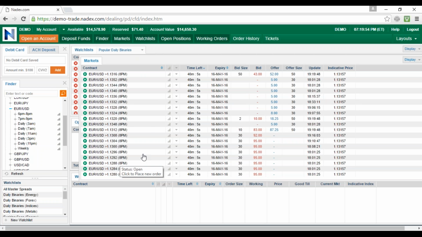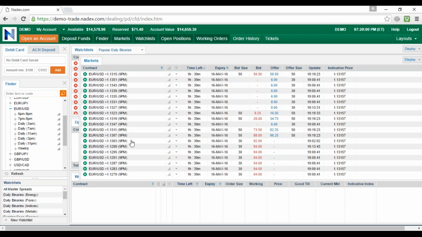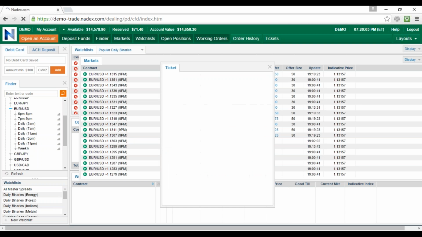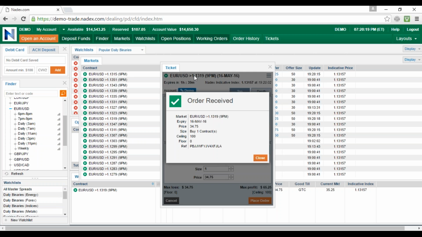So let's just say, for example, that I'm going to, actually let me choose these 9 p.m.s real quick here. So let's just say, for an example, that I'm going to buy this binary right here. Okay, so I open this binary contract, 1.1319. Right now I can sell it for 26, or I can buy it for 34. So let's just say I want to buy it. Okay, and so I buy it, and let's see here.